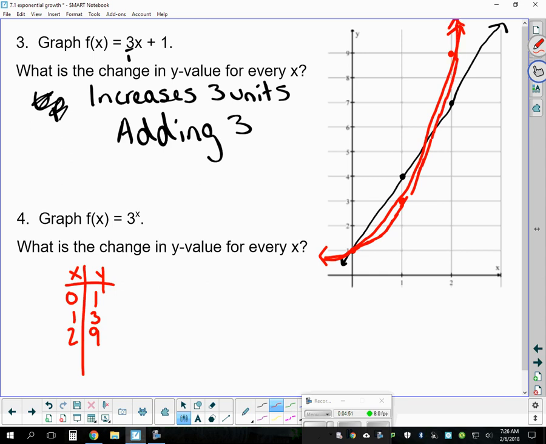I missed it. Something like that, though. It's definitely a curve. Okay, what's the change in y value for every x? Well, my first one went up 1, 2. My second one went up 1, 2, 3, 4, 5, 6. So I don't want to talk about adding because it's not adding the same number.